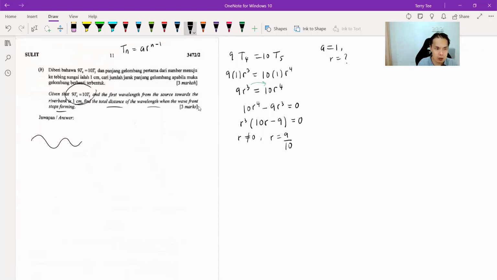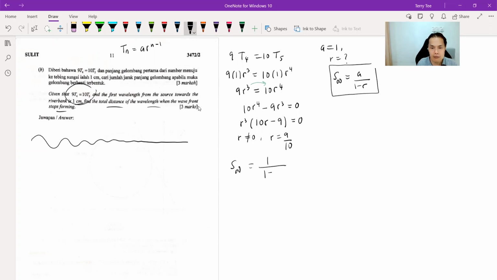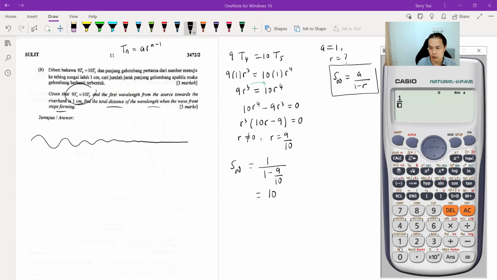So it's like getting smaller until at one point it just disappears. And that happens when the number of terms approaches infinity. We use sum to infinity, and sum to infinity, as you know, is A divided by 1 minus R. My A is 1. My common ratio is 9/10. So 1 minus 9/10 is 1/10, and you flip it up, you should get 10. If you're not sure, you can always use a calculator: 1 divided by 1 minus 9/10. There you go. The answer is just 10.